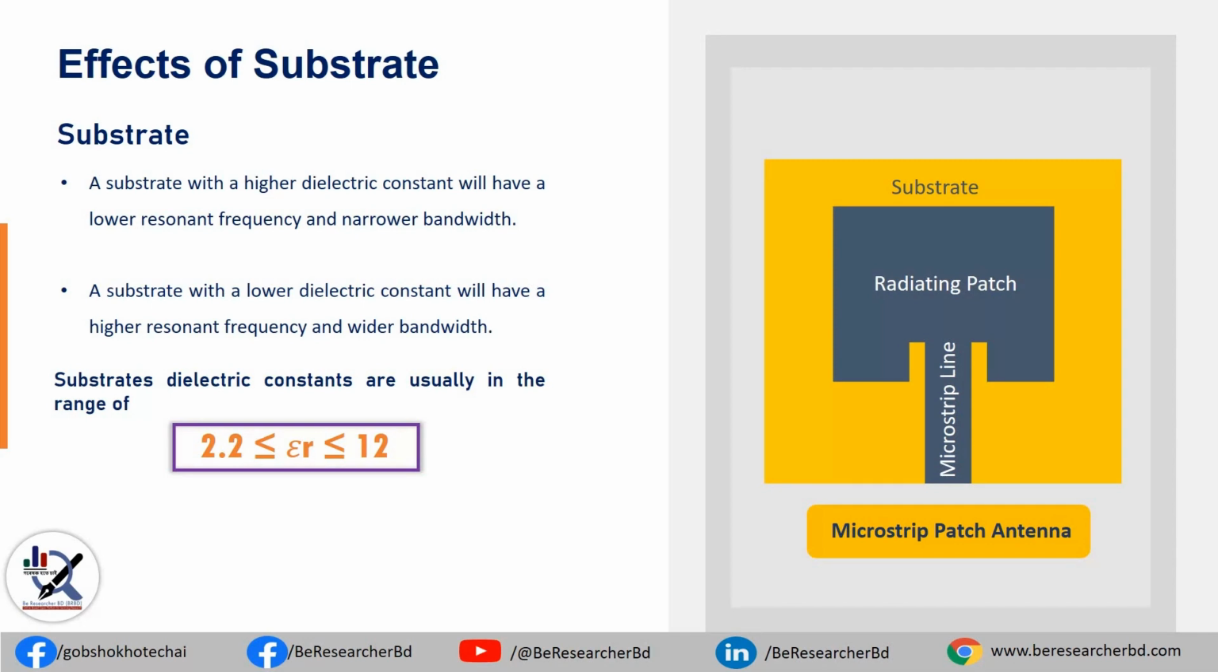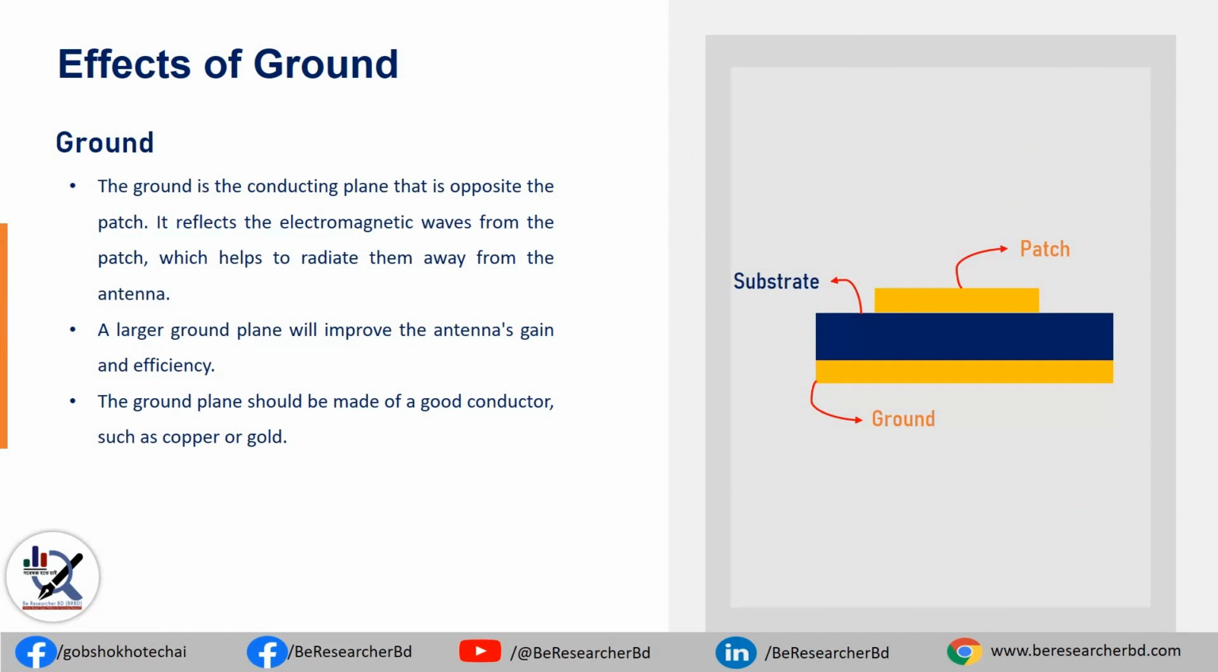Thin substrates with higher dielectric constants are desirable for microwave circuitry because they require tightly bound fields to minimize undesired radiation and coupling and lead to smaller element sizes. However, because of their greater losses, they are less efficient and have relatively smaller bandwidths. The range of electrical permittivity of a substrate should be less than or equal to 12 and greater than or equal to 2.2.